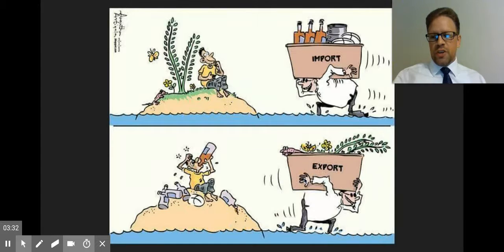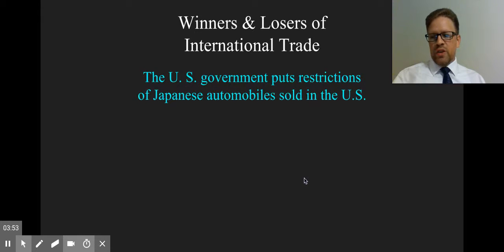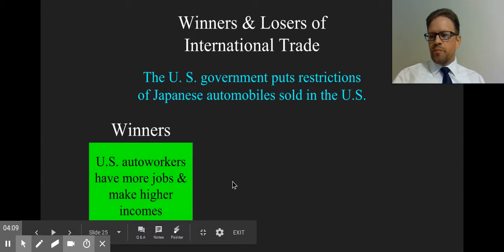Now, such obstacles to free trade actually distort the pattern of prices, production, consumption, and distribution of income in international markets. Trade barriers established to protect a domestic economy can at times hurt the economy that it was designed to protect. So, for instance, the U.S. restricting importation of Japanese automobiles will encourage the production of American automobiles. So, therefore, the winner in the situation, American auto workers, will have more jobs and higher incomes. So, hey, there is a winner there.